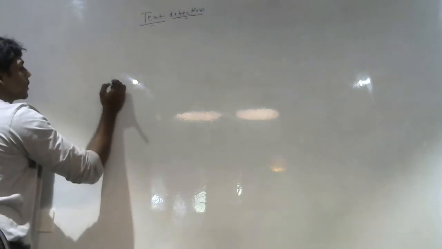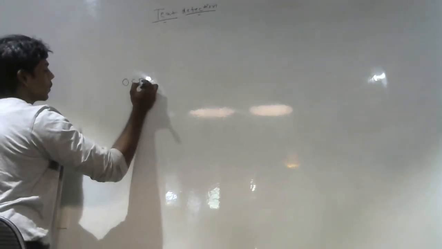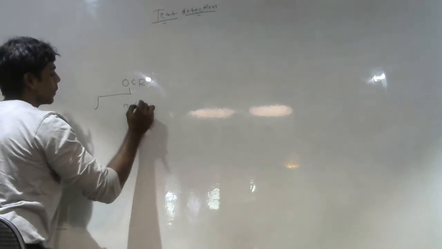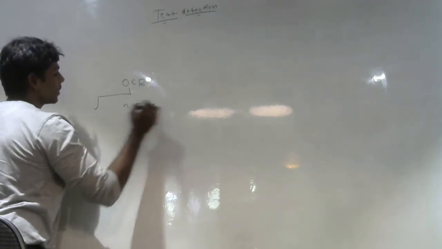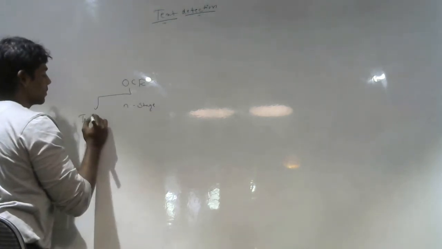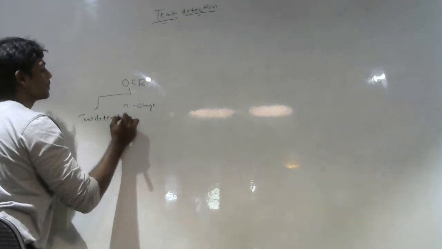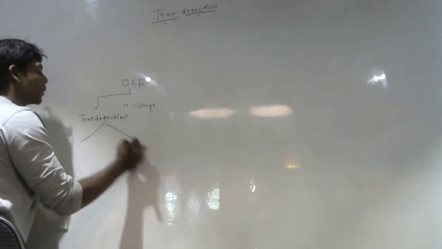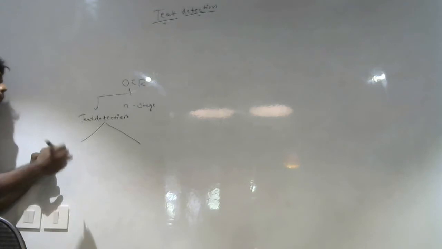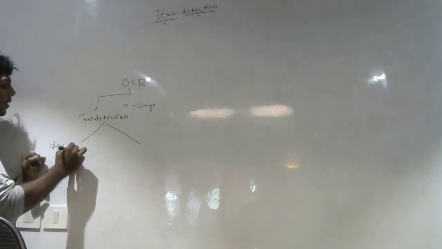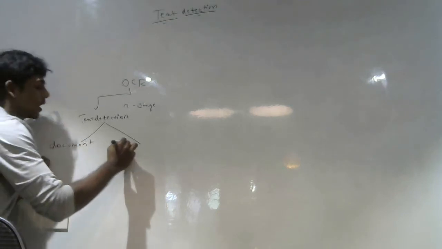So text detection. Why text detection is needed is because one problem which we are trying to solve is OCR. In an end-to-end OCR pipeline, the first step is text detection. In text detection, you can classify it into two types. One is document text detection, and the next one is natural scene.